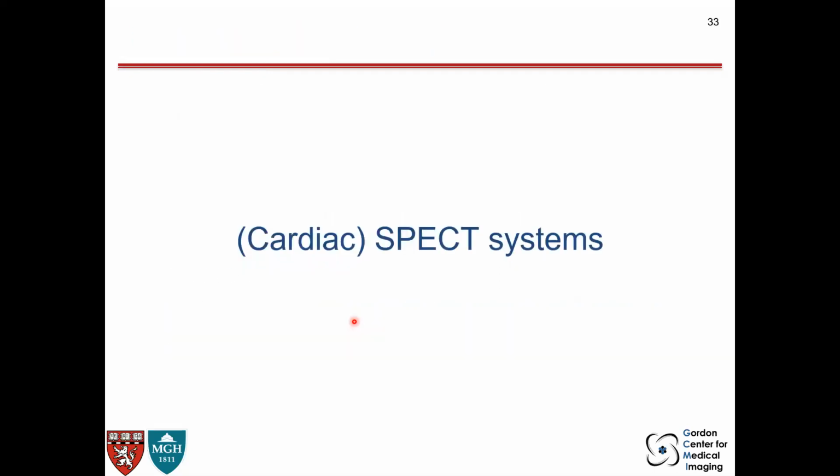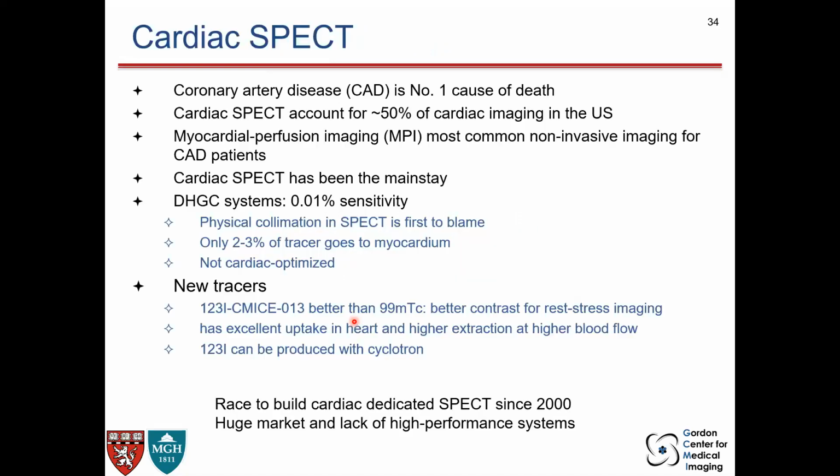So I'm going to focus here on cardiac SPECT, and the reason for focusing on cardiac SPECT is because coronary artery disease, or CAD, is still the number one cause of death. And still to this day, cardiac SPECT accounts for about 50% of the cardiac imaging in the United States, and a very similar trend in the rest of the world. And myocardial perfusion imaging, MPI, is the most common non-invasive imaging for CAD patients. So remember what I said before, dual-head gamma camera stands, DHGC.